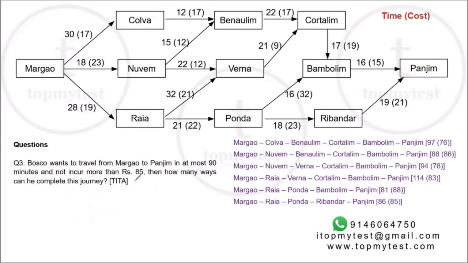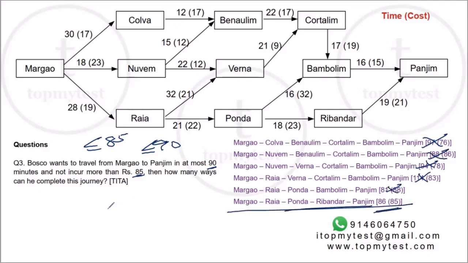Okay, next one. Bosco wants to travel from Margao to Panji in at most 90. So time should be less than or equal to 90 and should not incur more than 85. And the cost should be less than or equal to 85. How many ways to complete the journey? Less than equal to 90, this is out, this is out, this is out. Cost should be less than or equal to 85. This is out, this is out. Okay, only one particular route, the very last route. One should be our correct choice.